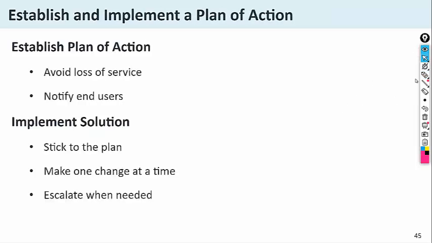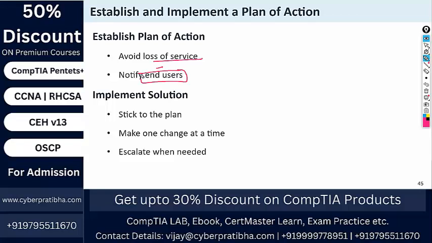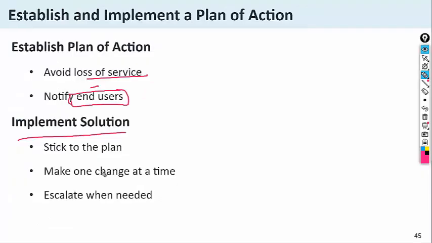Later you can establish a plan of action, how to avoid the loss of services and notify the end user until when this problem will be shot out, and implement the solution. Once you find any type of solution, you have to implement it. Whatever change is required, you will make the changes at that time, and escalate when needed in the future as well.